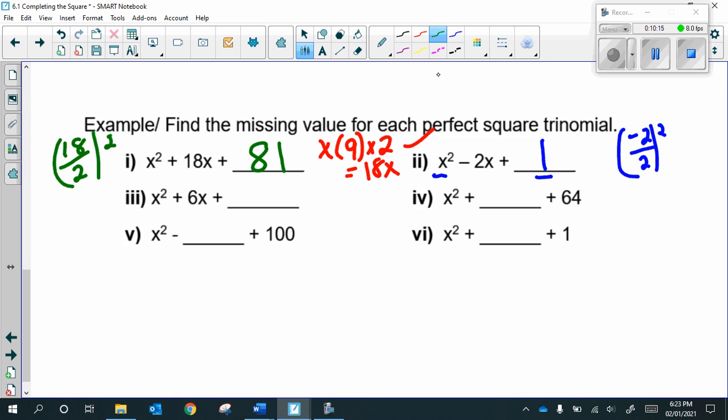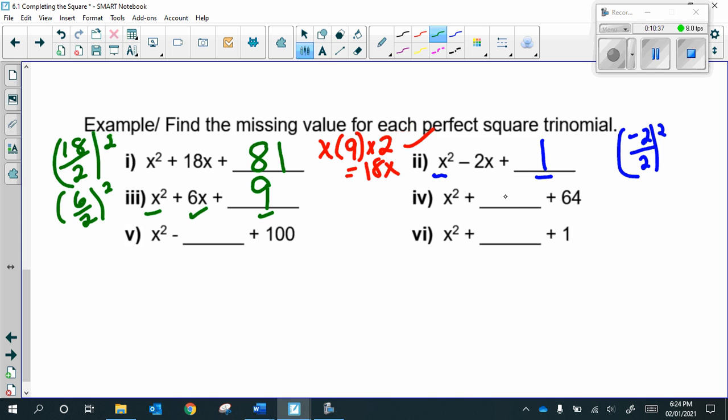x squared plus 6x plus blank. So I'm going to take that middle term, which is 6, divided by 2, and square it. So 6 divided by 2 is 3. 3 squared is 9. Double check. Square root of the first term is x. Square root of the last term would be 3. So that's 3x, and we double that, we get 6x.